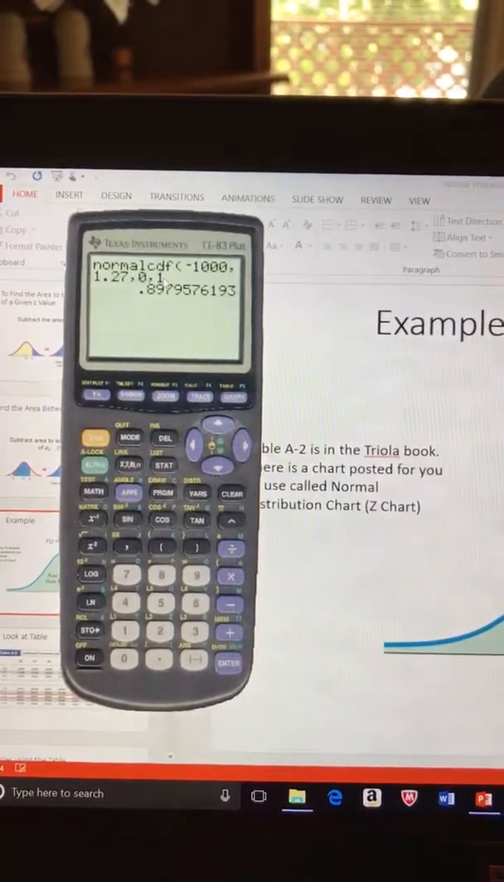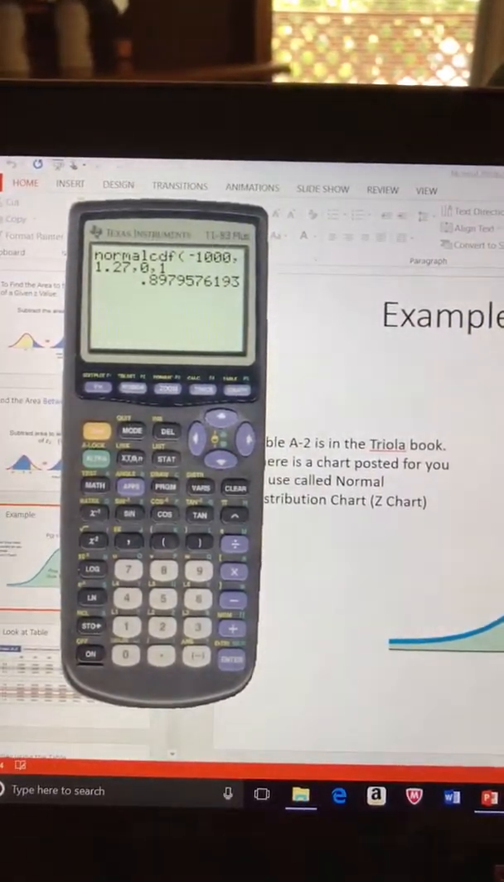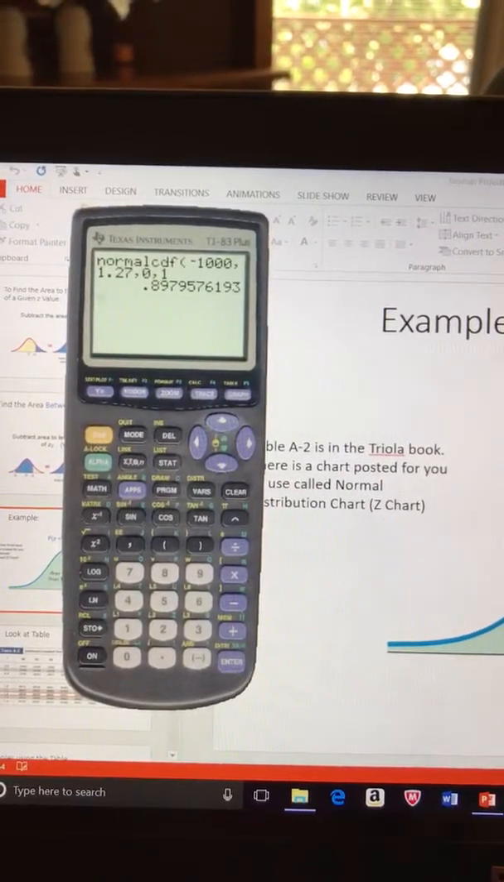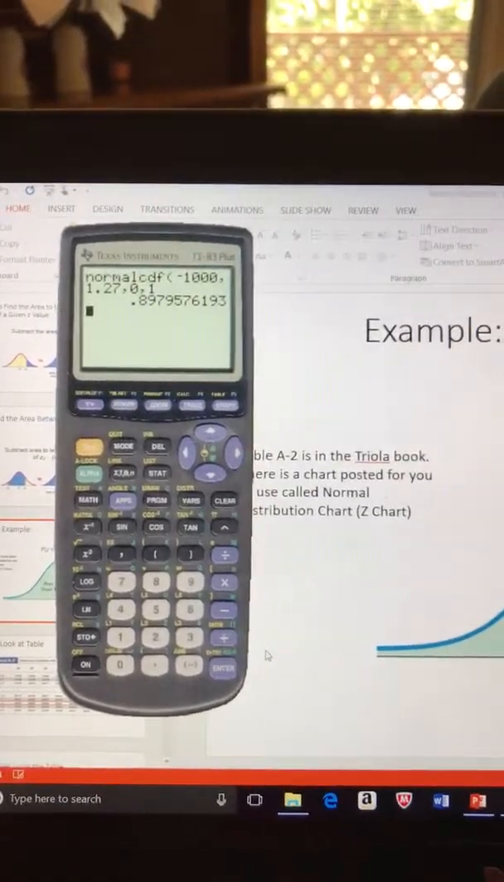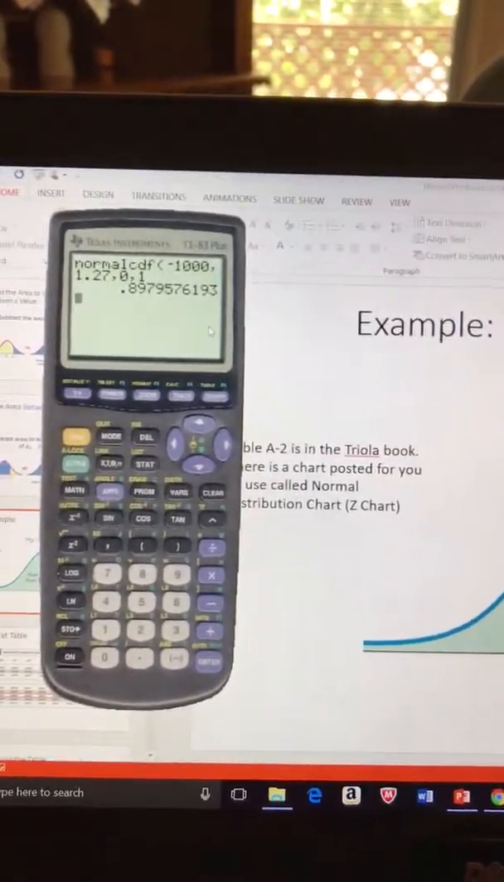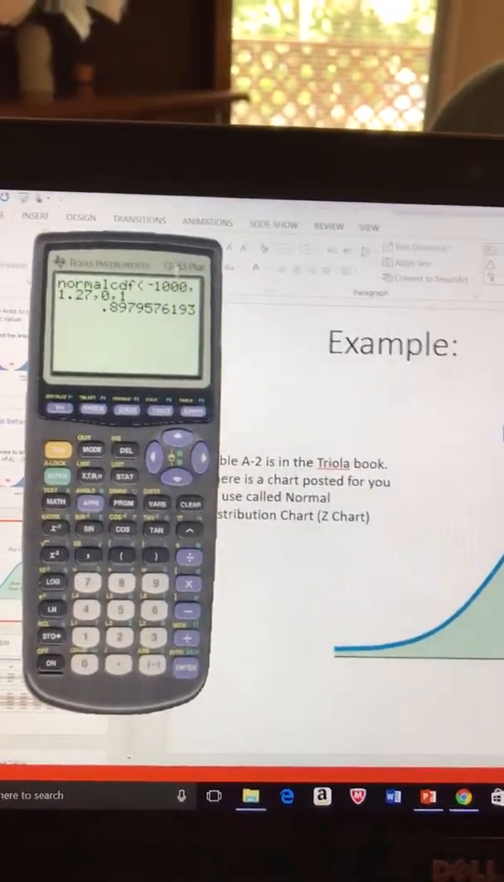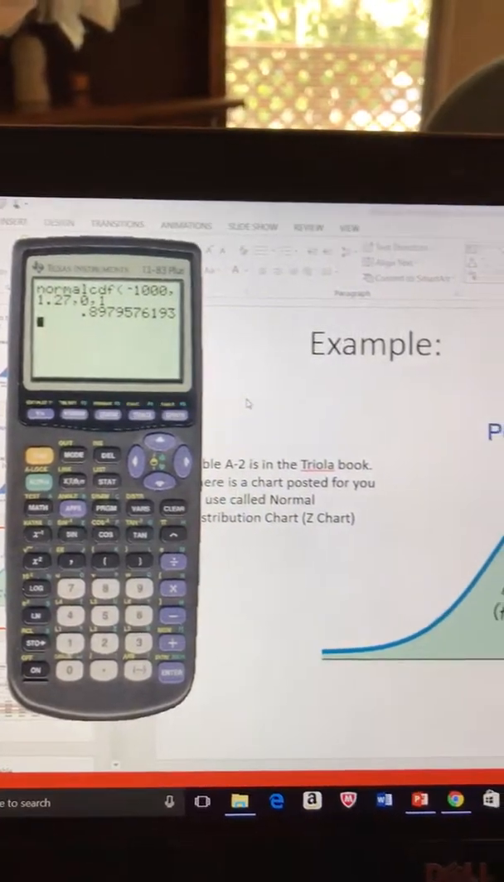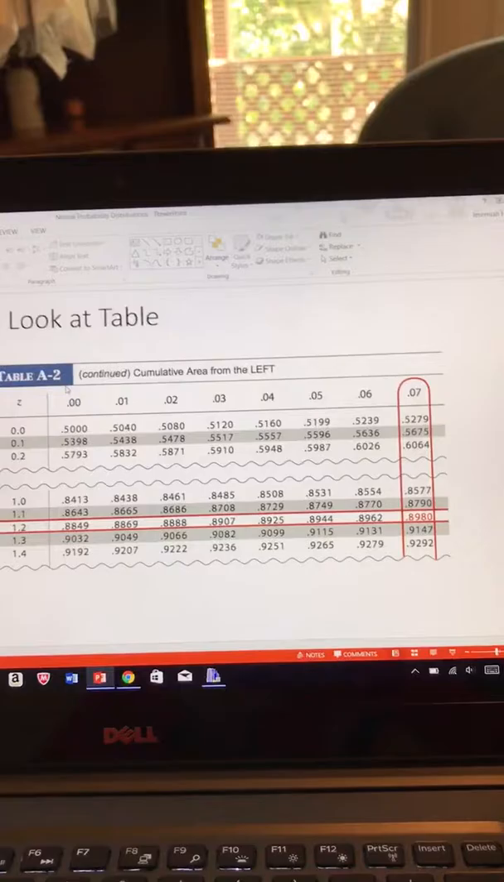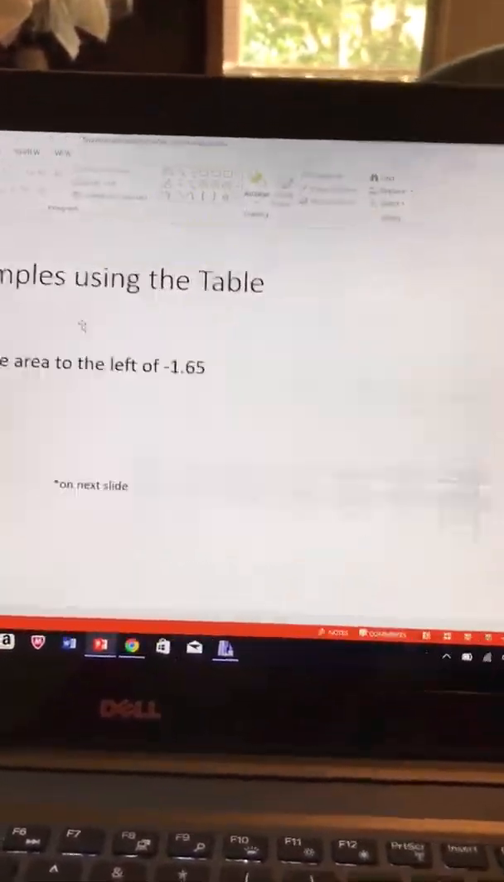So you have to do it that way every time. If you're looking for the area to the left, you can go all the way to negative 1,000, that's fine. Most people just elect to do the chart, because they can't remember what to type in here. But that's how you can do it on the calculator. Oh, and there I have it highlighted in red so you can see.